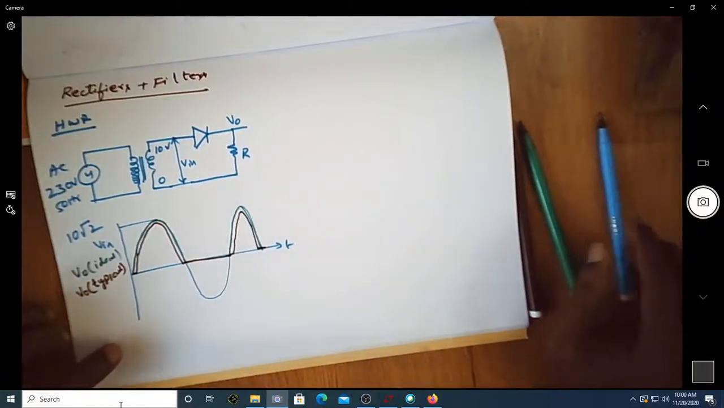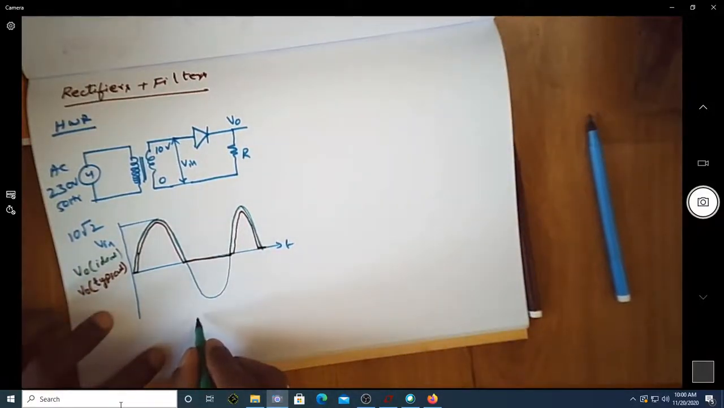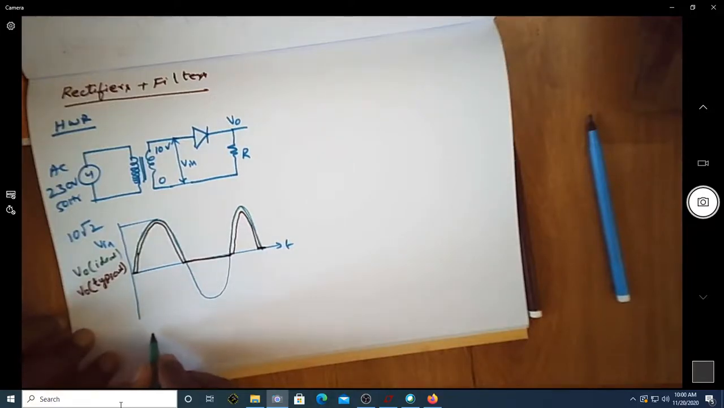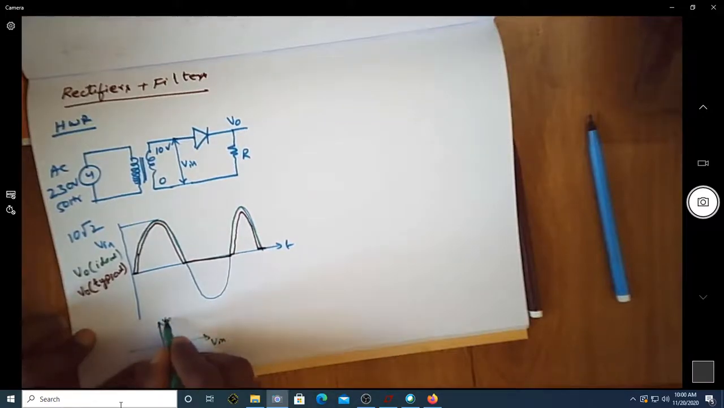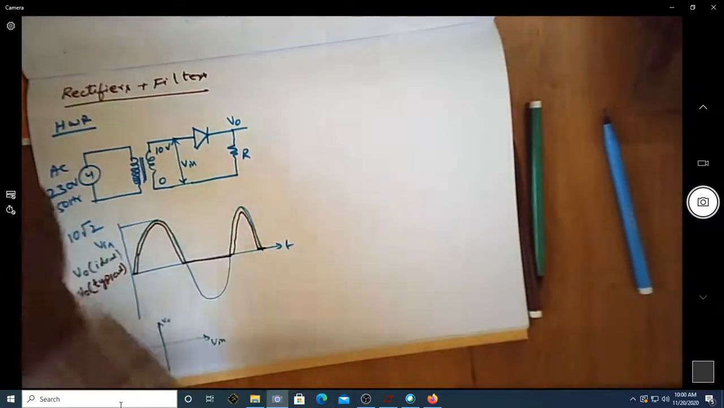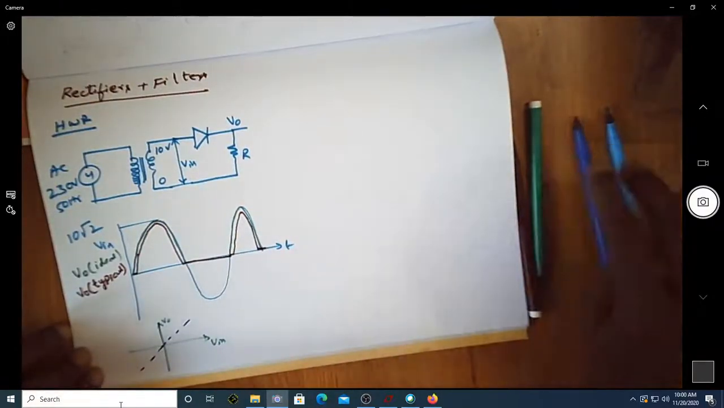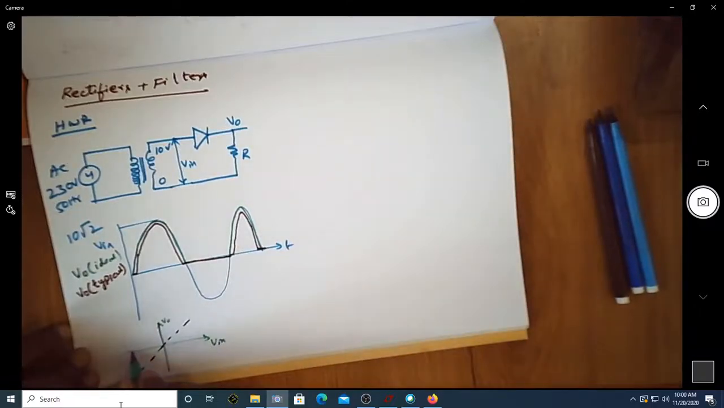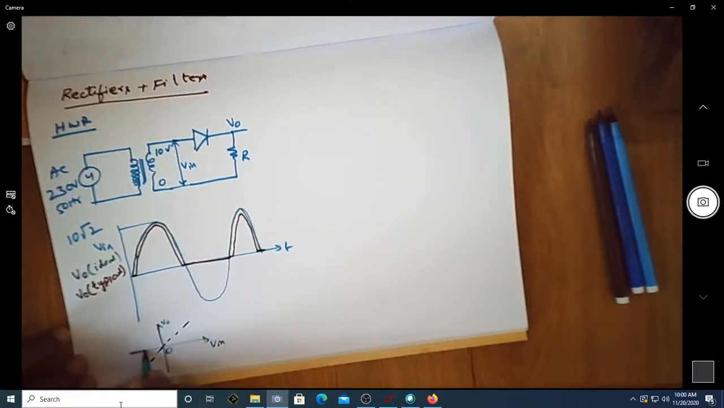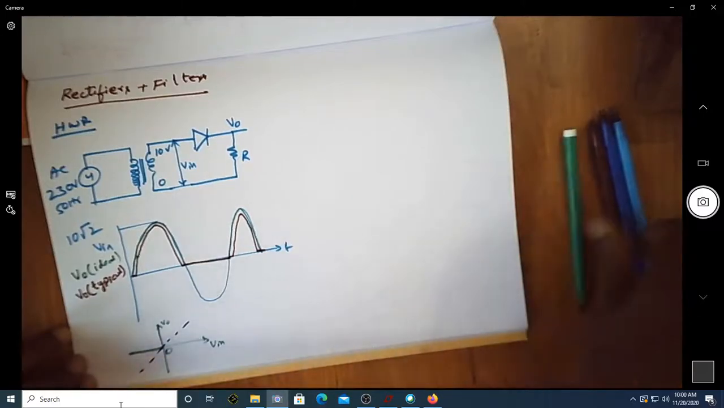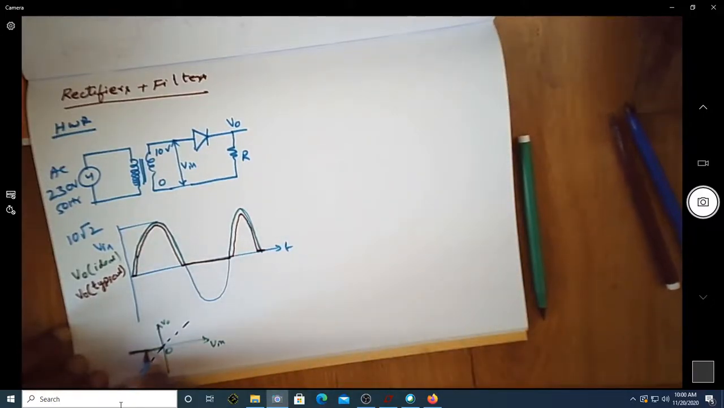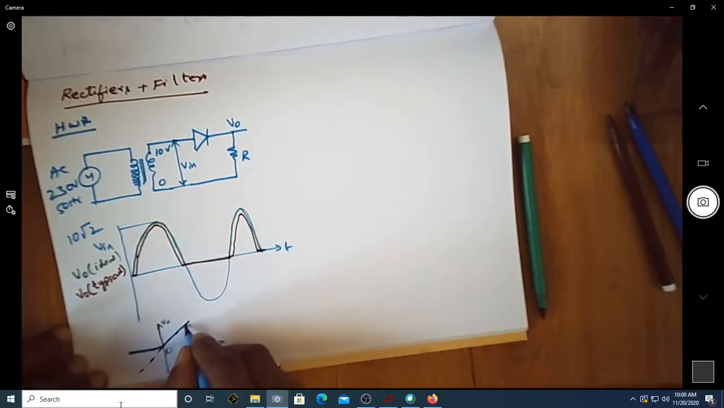Suppose I want to write the transfer characteristics of this one, so I can write V in here on the x-axis and V0 on the y-axis. If you write the reference line something like this for the ideal case, then in the negative half cycle the output voltage is 0. Then you can see it just goes along with the input voltage. This is for the ideal diode.